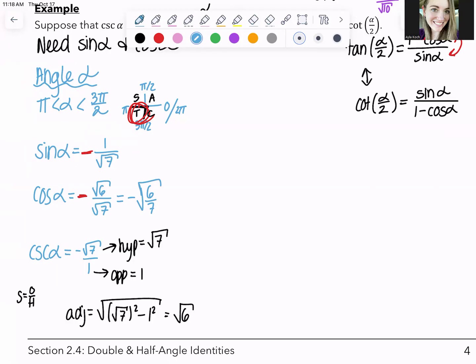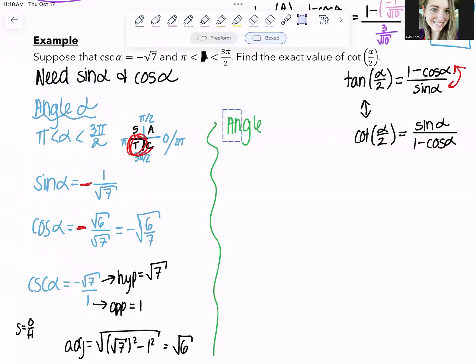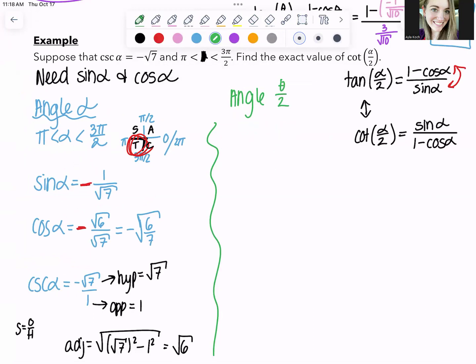So we have sine is negative 1 over square root 7. Cosine is negative square root 6 over square root 7, or negative square root of 6/7. And then we go and talk about angle alpha over 2. Oops, I say alpha, I write theta. Alpha.